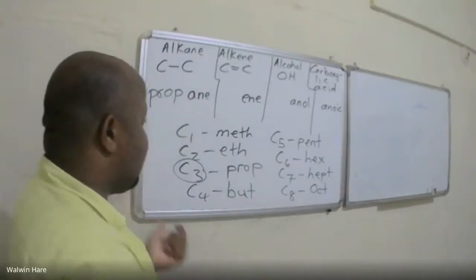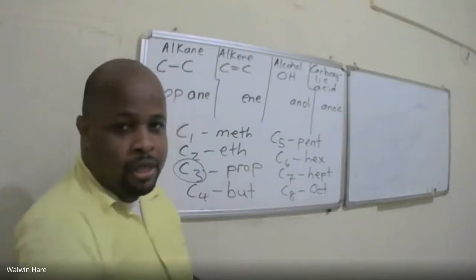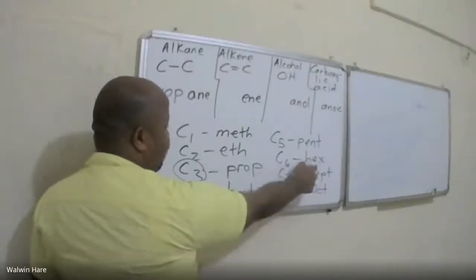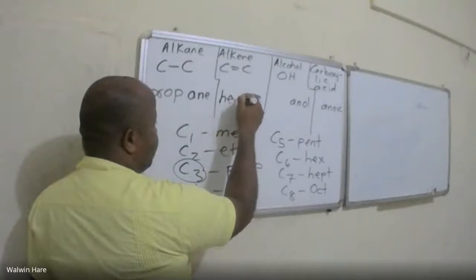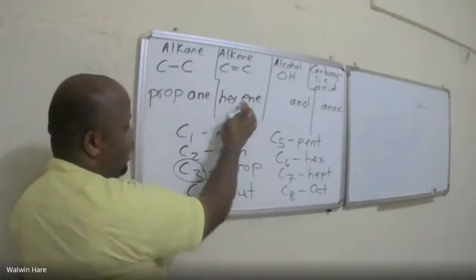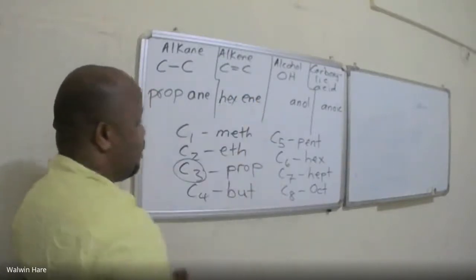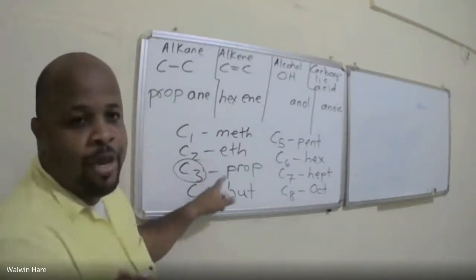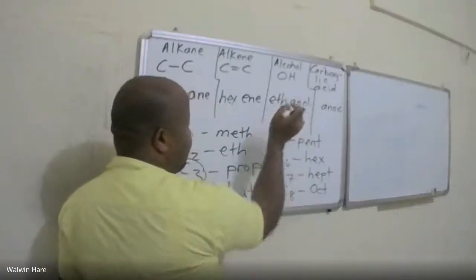If you have an alkene with six carbons, what would be the name of that alkene? Hexene. Right, because once it's six, it must start with hex, and if it's an alkene, it must end in ene. So it's hexene. If you have an alcohol with two carbons, what would be the name of it? Ethanol. Right, because two carbons prefix is eth.